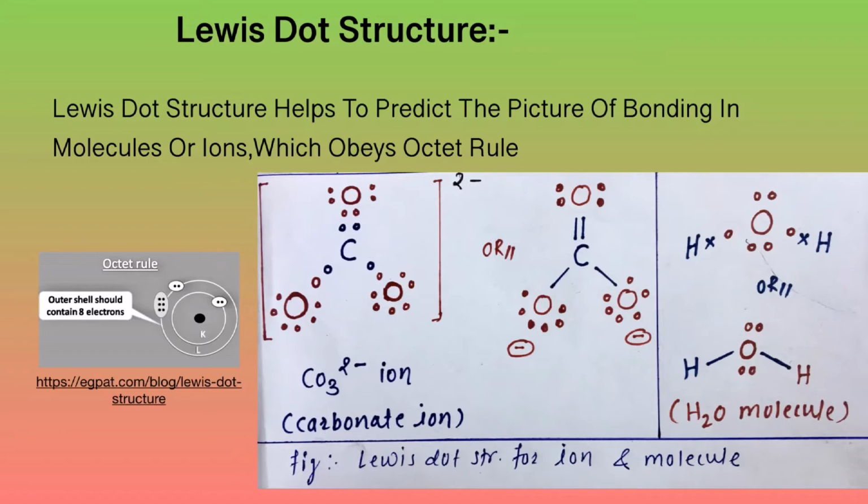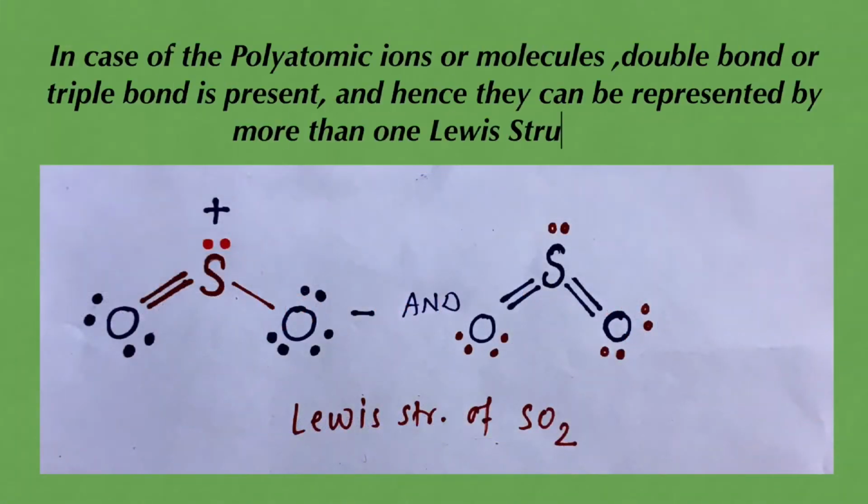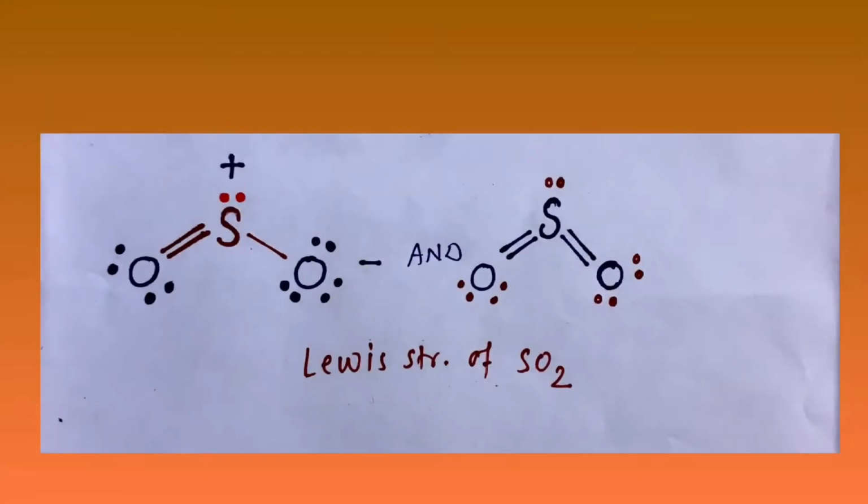The Lewis structure not only gives the idea about the bonding, but in the case of a few polyatomic ions or molecules, where a double or triple bond is present, they can be represented by more than one Lewis structure. Now consider the example of the sulfur dioxide molecule. This sulfur dioxide molecule can be represented by using two Lewis structures. Both structures differ from each other by the charges.